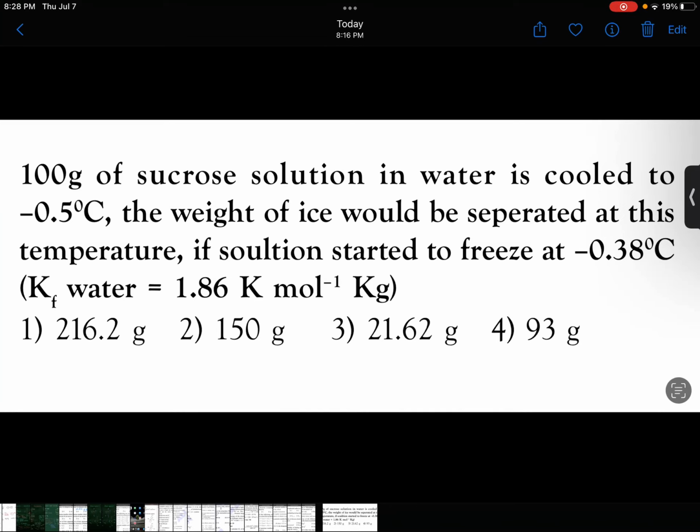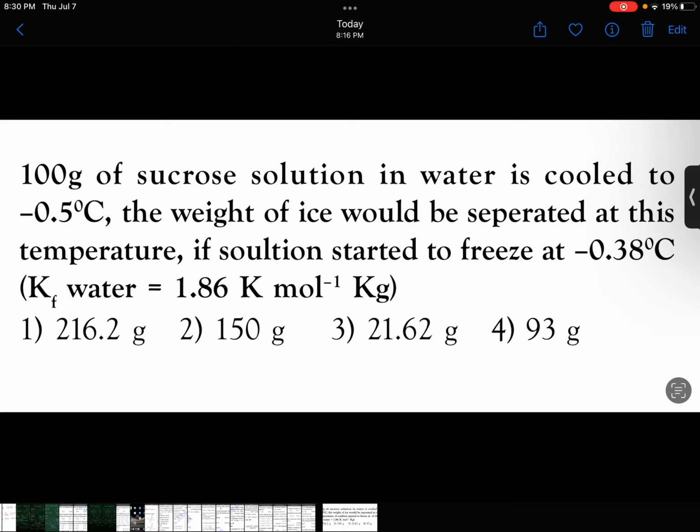Here is a question, very interesting. 100 gram of sucrose solution in water is cooled to minus 0.5 degrees Celsius. The weight of ice that would be separated at this temperature, if the solution started to freeze at minus 0.38 degrees Celsius. Kf of water is given as 1.86 Kelvin kilogram per mole. The options are 216.2, 150, 21.62, 93 grams.